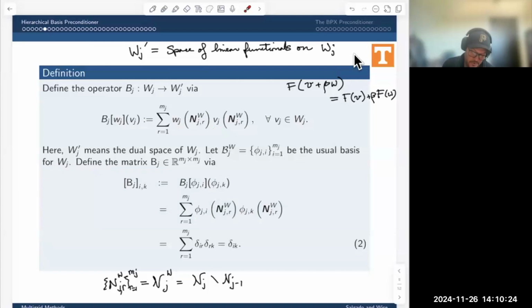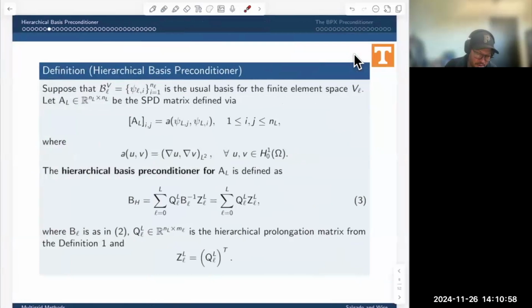I guess I could put them the same, but the Kronecker delta symbol is symmetric about its coordinates, so that doesn't matter. If I sum these guys up, then what I get is the Kronecker delta IK. So this is just equal to the identity matrix of size MJ. Now, why is this useful? Well, we're going to get to that next time when we start.